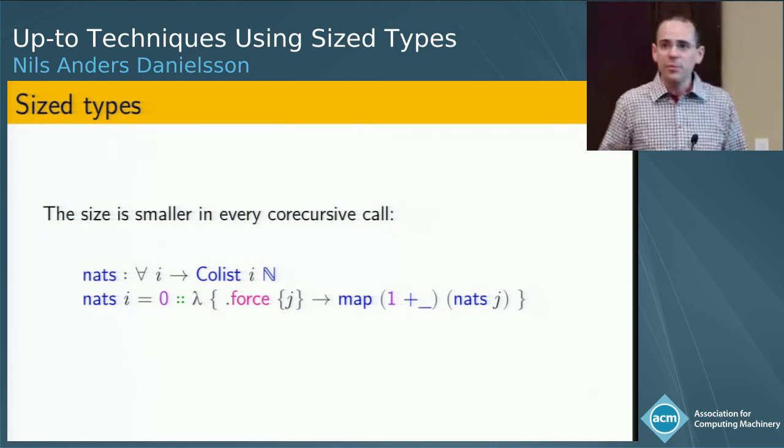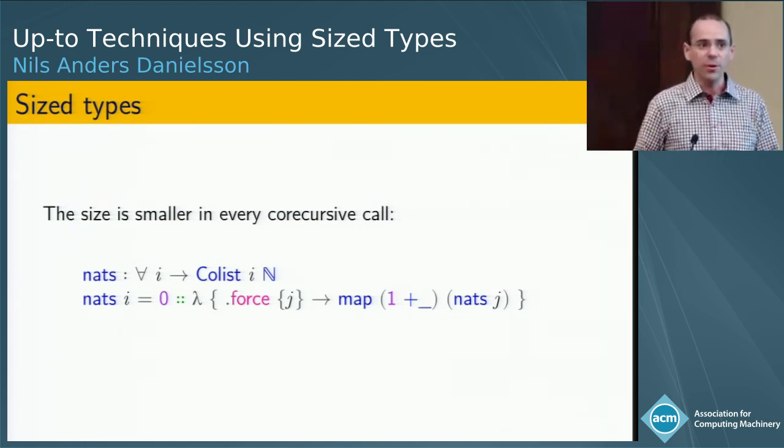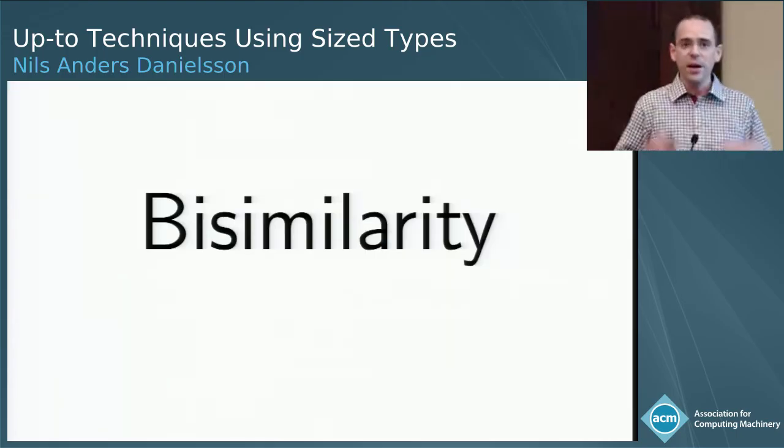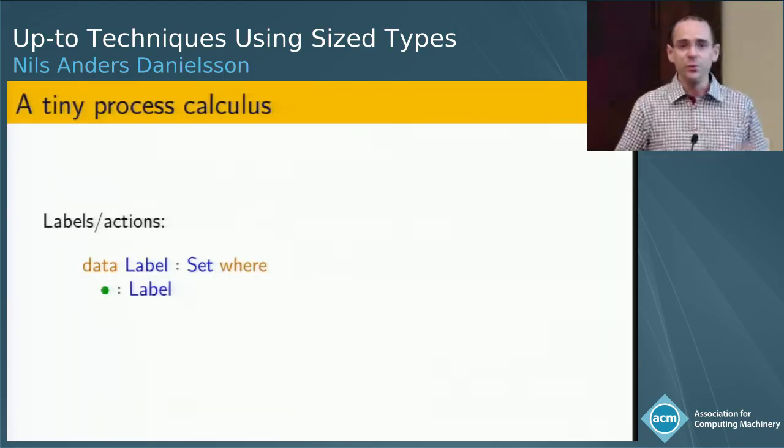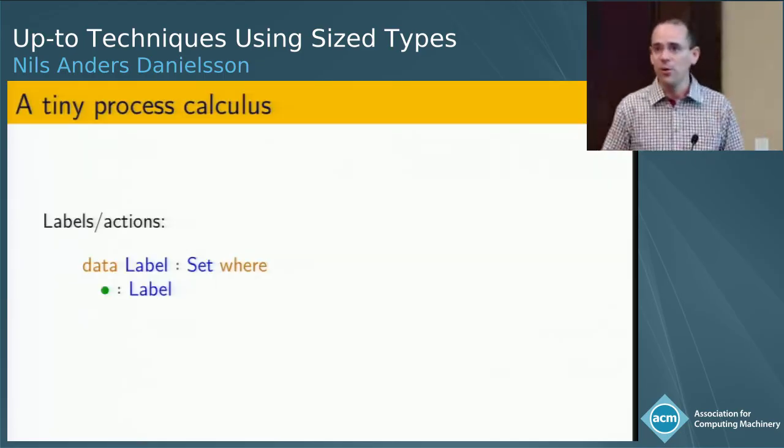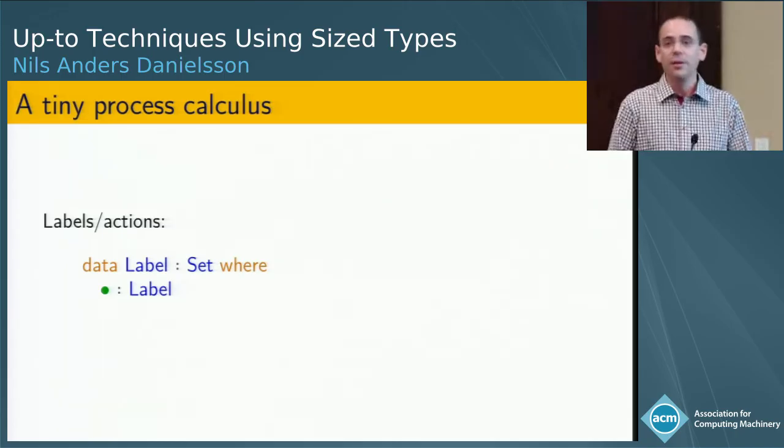So size types make it a bit easier to write code because you can write code that looks more like what you would want to write. Okay, let's see how this can help us with bisimilarity. In order to define an example later, I'm going to introduce a very small process calculus. It's going to be defined using a labelled transition system, and to make things simple, I have one label, dot.